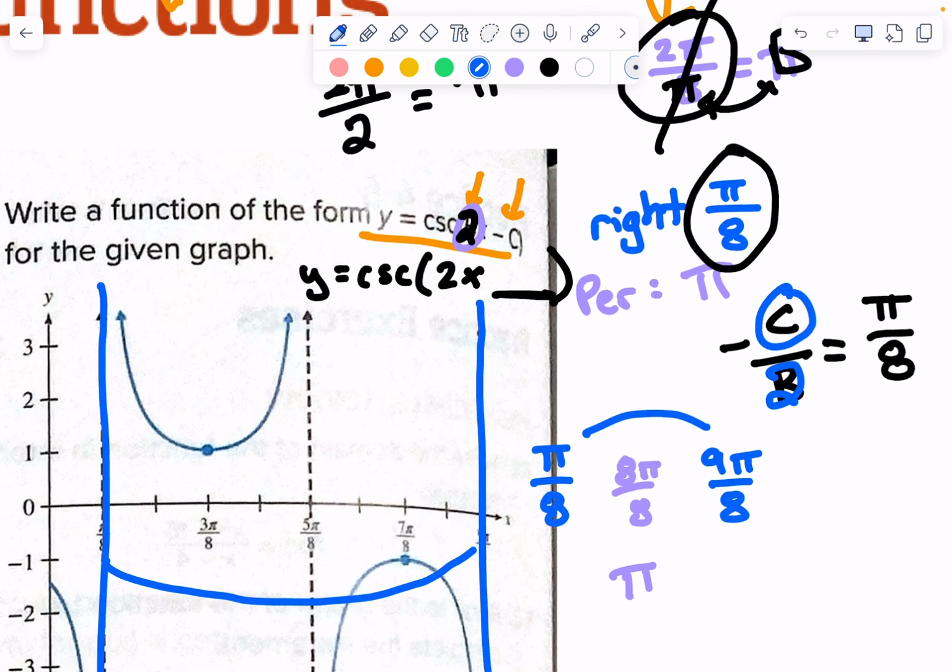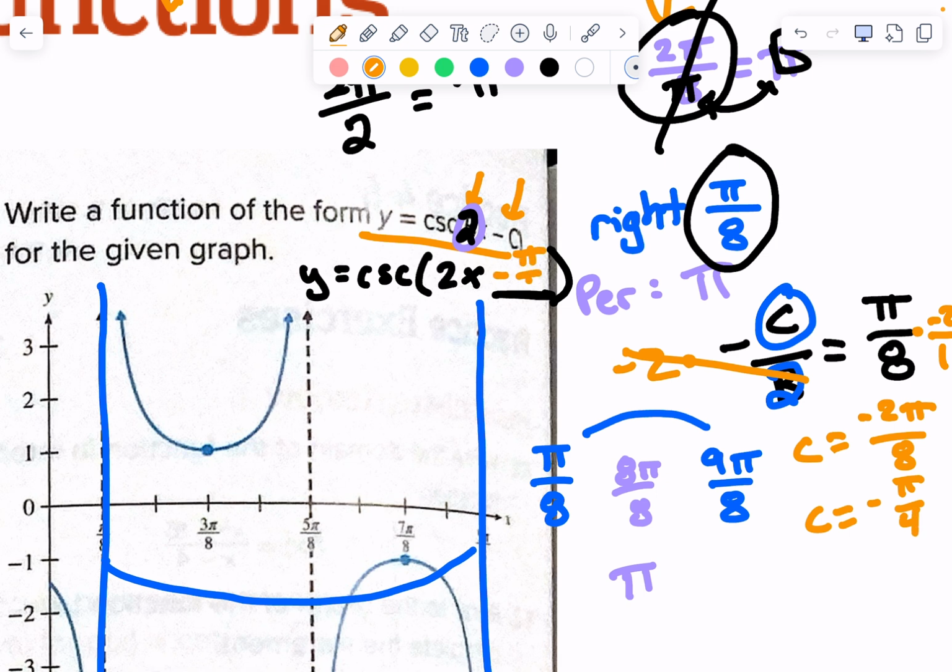You could cross multiply and divide, if you wanted to. It's not that big of a deal. Or let's just multiply by negative 2, because right now c is being divided by negative 2. Let's multiply the negative 2 to the other side. Times negative 2. Can we do that? So c is equal to pi over 8 times negative 2. I'm going to make that into a fraction, negative 2 over 1. Pi times negative 2 is negative 2 pi over 8, which is negative pi over 4. And that goes here, minus pi over 4.